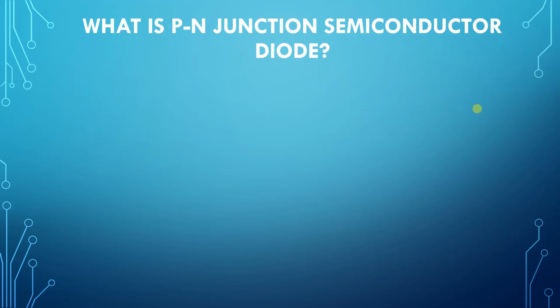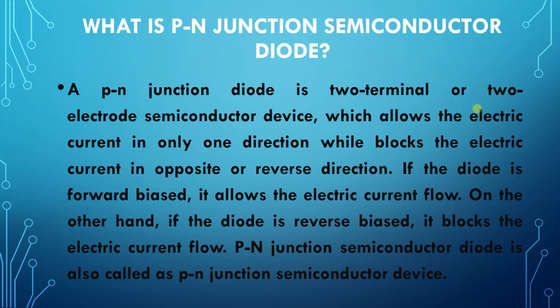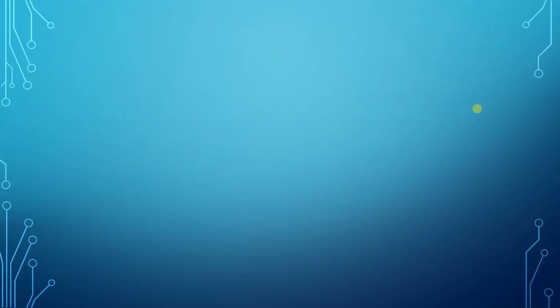First of all, what is PN junction diode semiconductor devices? A PN junction diode is a two-terminal or two-electrode semiconductor device which allows electric current in only one direction while blocking the electric current in the opposite or reverse direction. If the diode is forward biased, it allows the electric current to flow. On the other hand, if the diode is reverse biased, it blocks the electric current flow. PN junction semiconductor diode is also called PN junction semiconductor device.